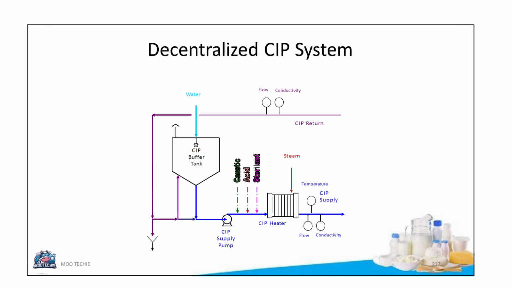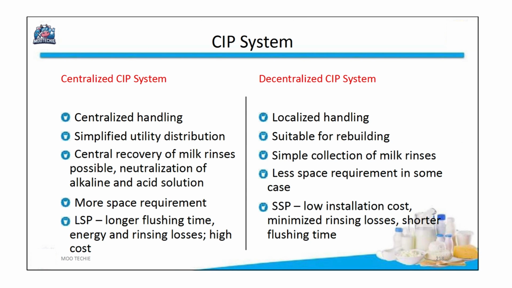There are advantages and disadvantages to each system type. A centralized CIP system allows for centralized handling and simplified utility distribution. It enables central recovery of milk rinses and neutralization of alkaline and acid solutions. However, it requires more space and has longer flushing times, leading to higher energy and rinsing water losses, which increases cost.